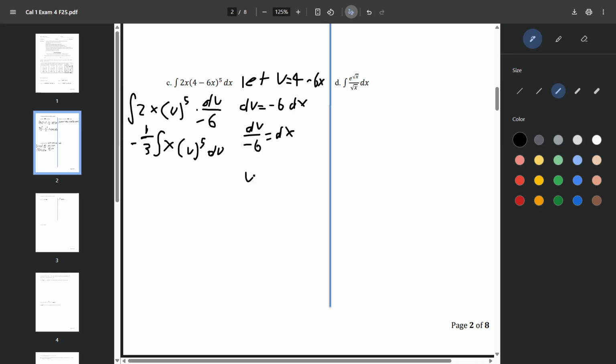So in this case, u equals 4 minus 6x. So u minus 4 equals negative 6x. And so with that, x will equal u minus 4 over negative 6.